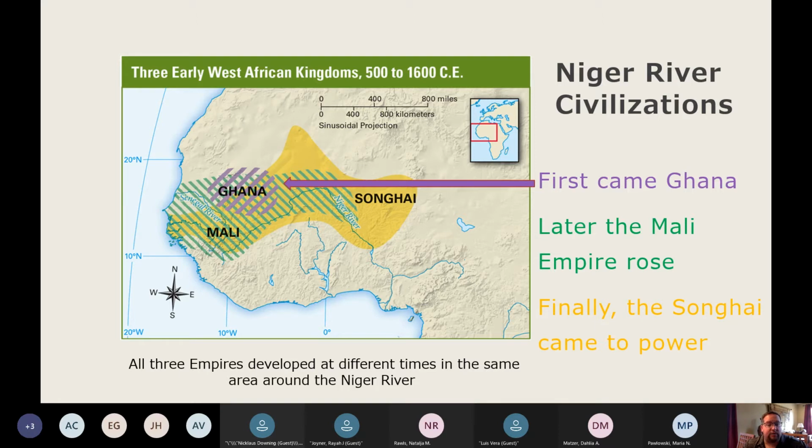First comes Ghana, which you'll see in the purple there. Later you have Mali, that's the area in green, and then you have the Songhai, which you see in yellow. So three civilizations developed in the same area in three different time periods.